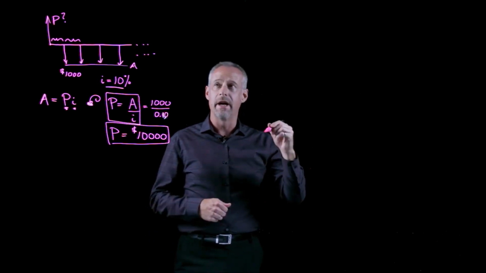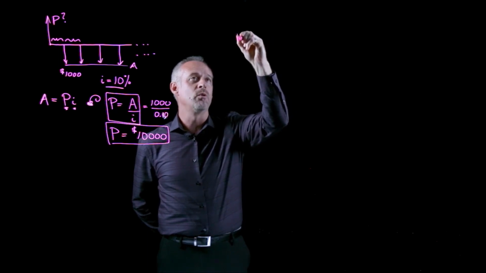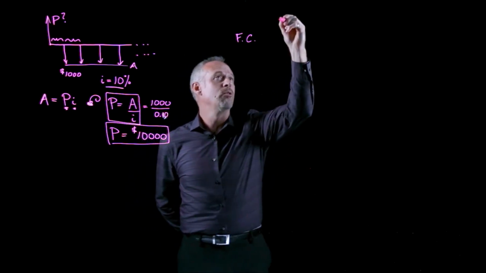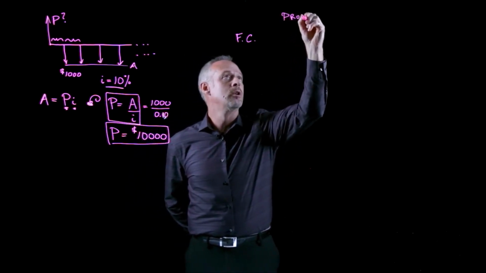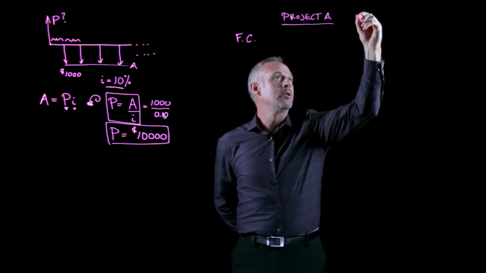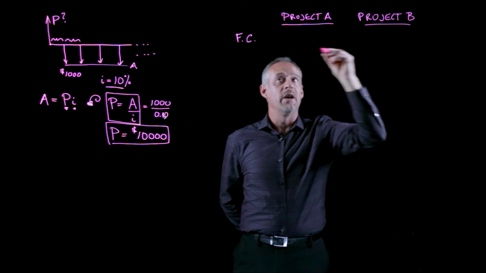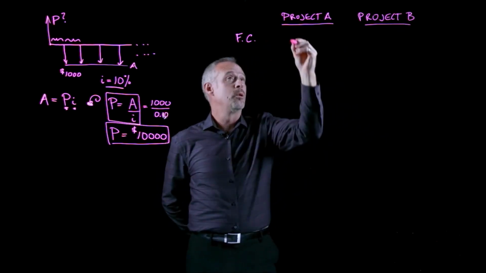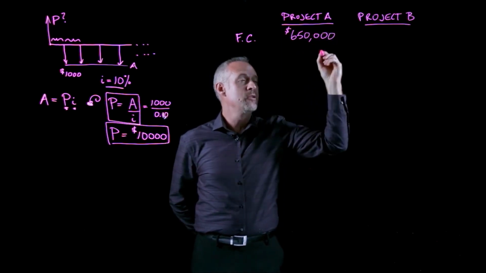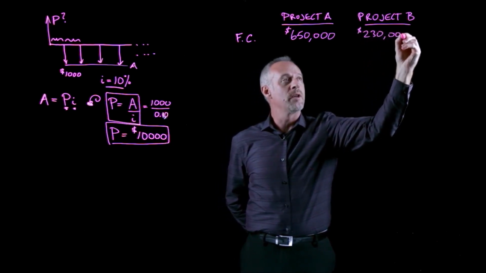So we have two options, and the way that we normally write things in engineering economics is we'll have something called FC, and that stands for first cost. And I'll write at the top project A and project B. And the first cost for project A, we're told, is $650,000. And the first cost for project B is $230,000.